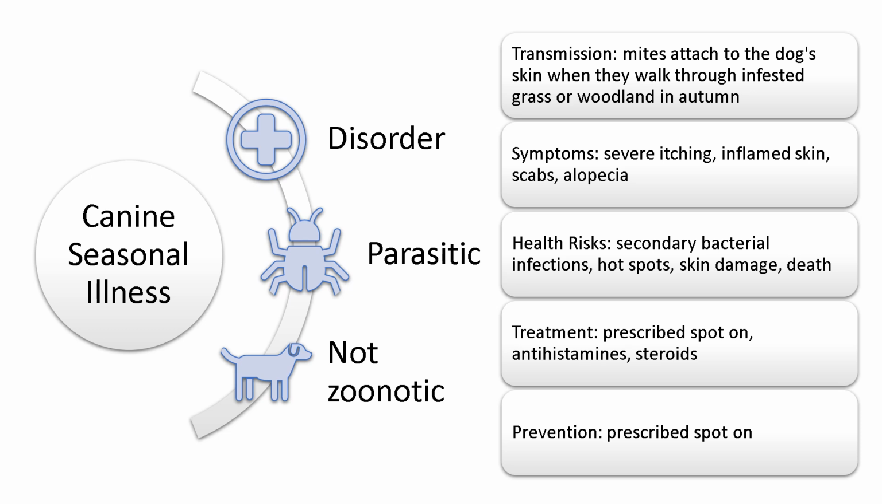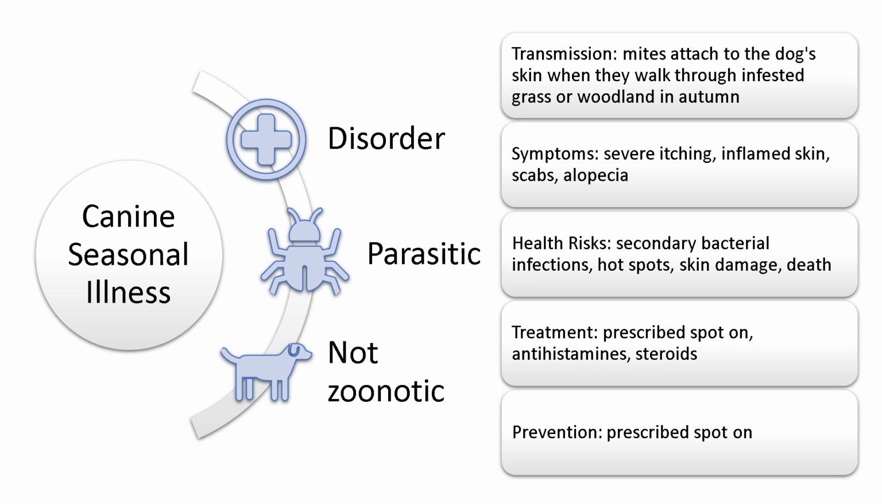Canine seasonal illness is caused by harvest mites and is also known as chiggers in the US. These tiny mites cause dermatitis, which is skin inflammation, in dogs, especially during certain times of the year when they are most active. Canine seasonal illness is a disorder that leads to skin irritation and itching due to reaction to the bites of the harvest mite larvae.